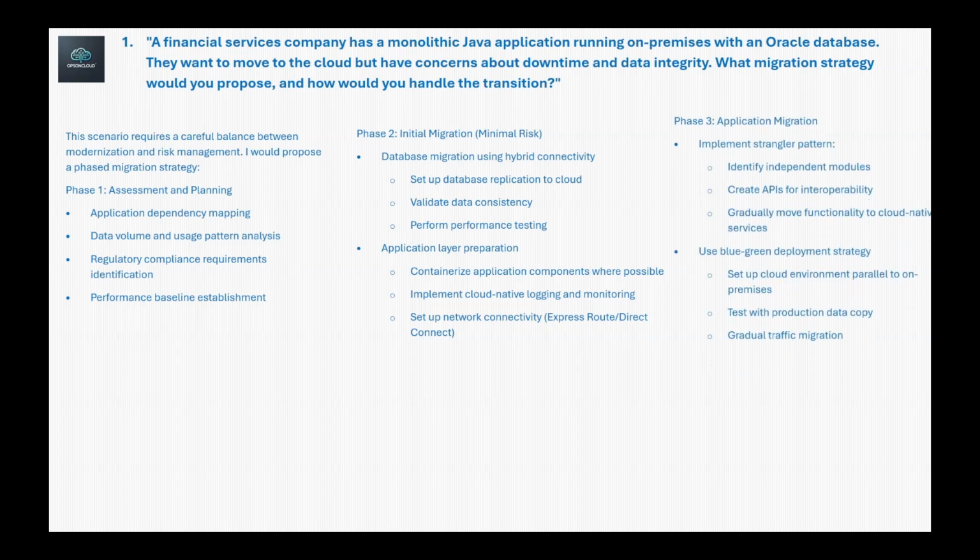Once the initial migration is done, phase 3 would be to do an application migration. While I do that, I will implement a strangler pattern, where this pattern includes identifying independent modules, creating APIs for interoperability, and gradually moving functionality to cloud native services. And for the deployment strategy, I would set up a cloud environment parallel to on-premises, test with a production data copy, and do a gradual traffic migration. There are multiple deployment strategies available: Canary, Blue Green, and some others.